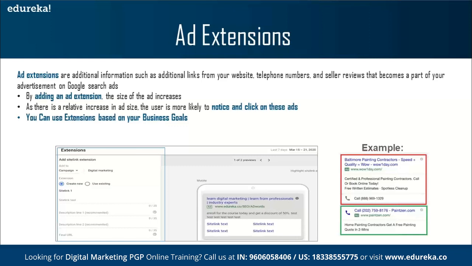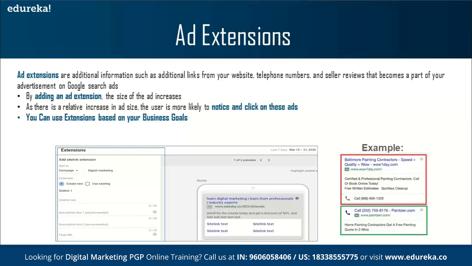Second point is call out extension. Add additional text to your ads like free delivery, 24x7 customer support, etc. Second type of goal. If you want your customers to contact you by phone, simple, use call extension. Google also had a text message option, but it is not there anymore.